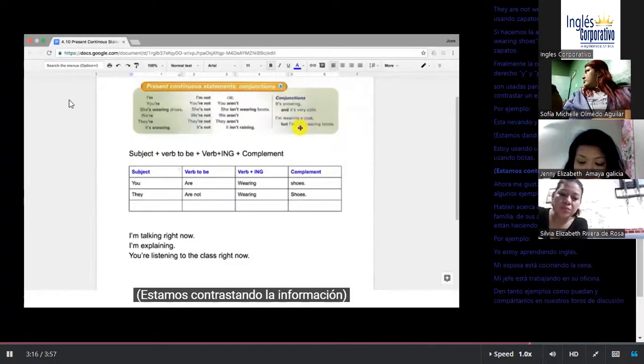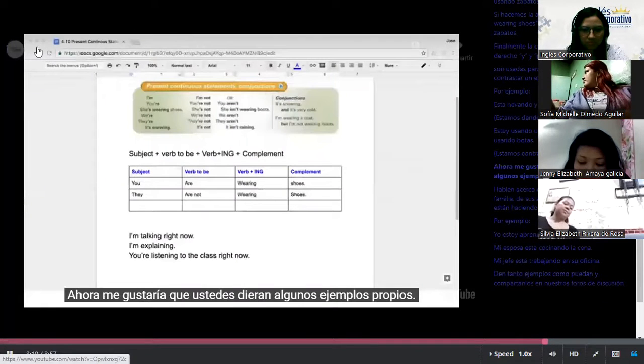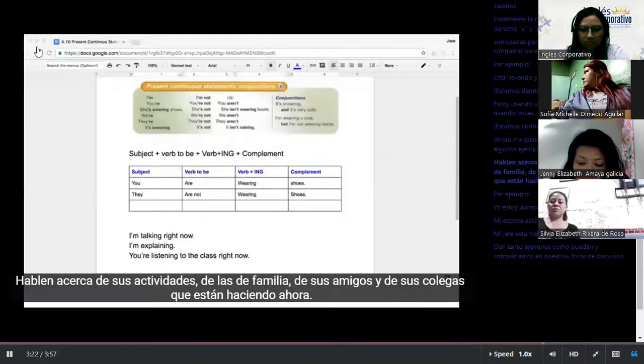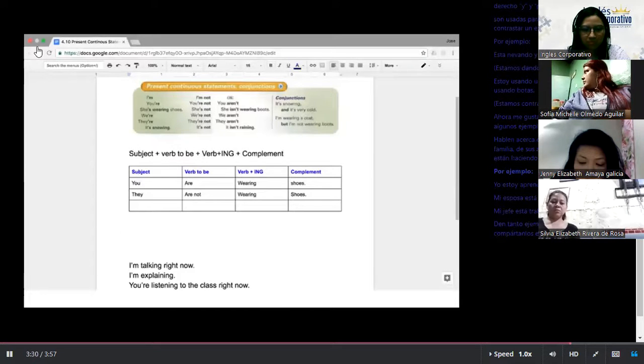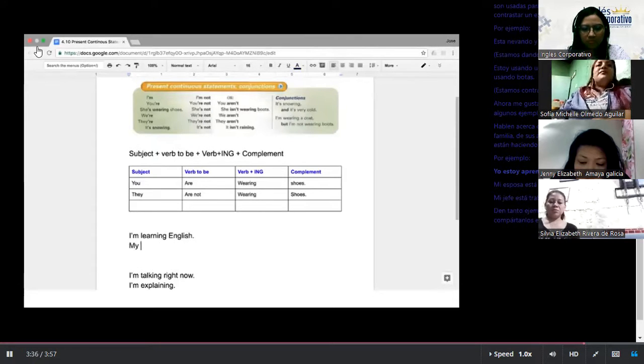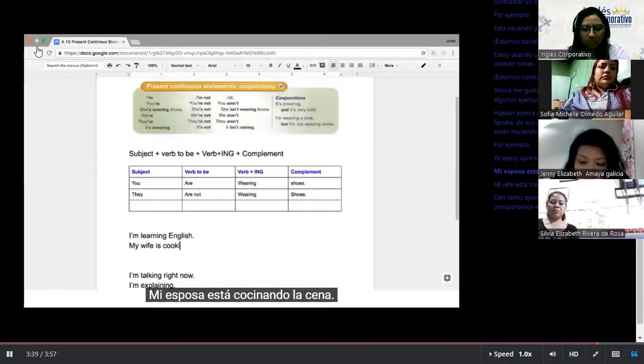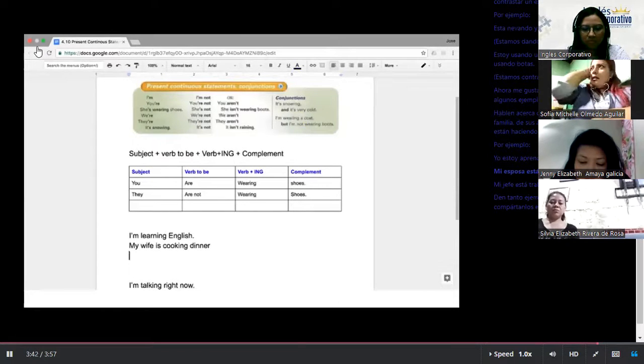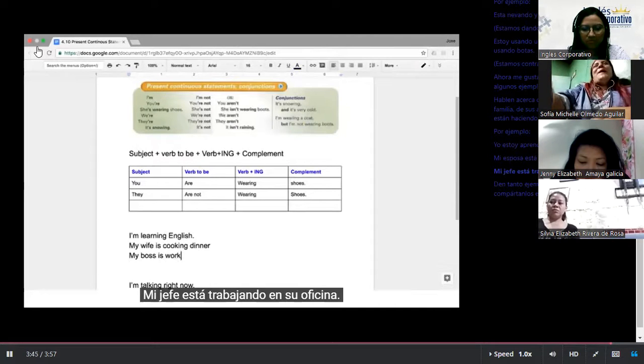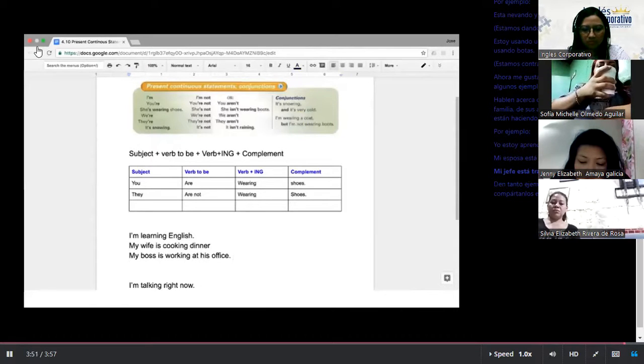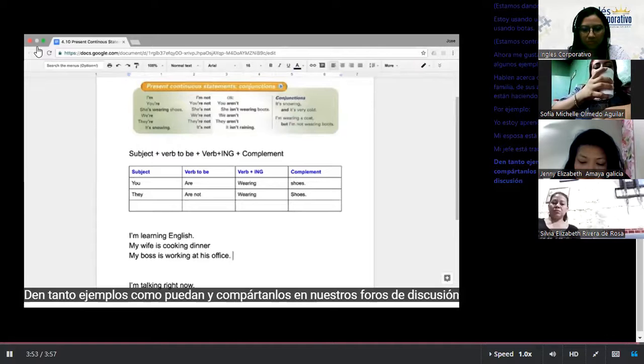That's contrasting information. Now, I would like for you to give some examples of your own. Talk about the activities that you, your family, your friends, and co-workers are doing now. For example, I'm learning English. My wife is cooking dinner. My boss is working at his office. Give as many examples as you can and share them in our discussion forums.